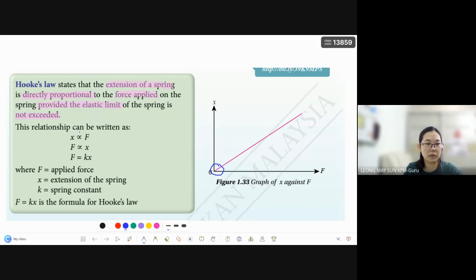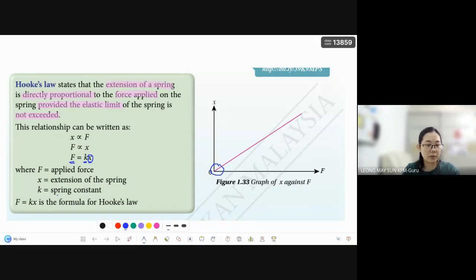All right, from this statement of definition, the relationship can actually be written as x, which is extension, directly proportionate to the force. So if you want to write an equal sign equation, that would be F equals kx, whereby F is the applied force, k is the spring constant, and x is the extension of the spring. So F equals kx is the formula for Hooke's law.